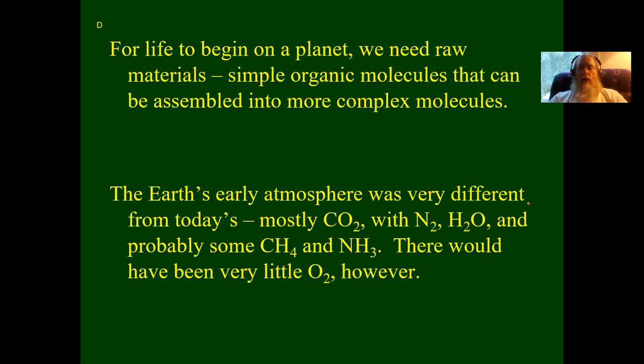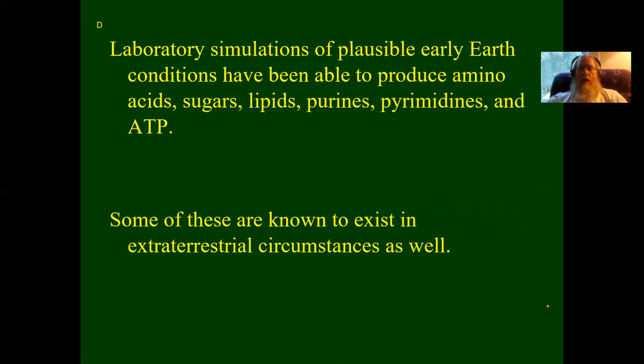And one thing that's clear is that Earth's early atmosphere was quite different from today's. Our initial atmosphere would have been probably mostly carbon dioxide with nitrogen, water vapor, probably some methane and ammonia. And so incidentally, CH4, that's methane, NH3 is ammonia. One big difference is that there had been very little molecular oxygen in the original atmosphere, and that's for reasons that we will get to as the course goes on.